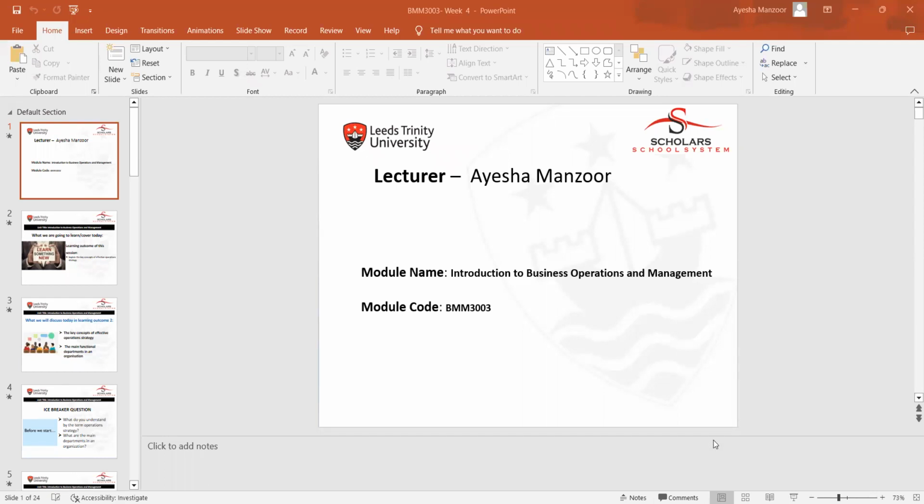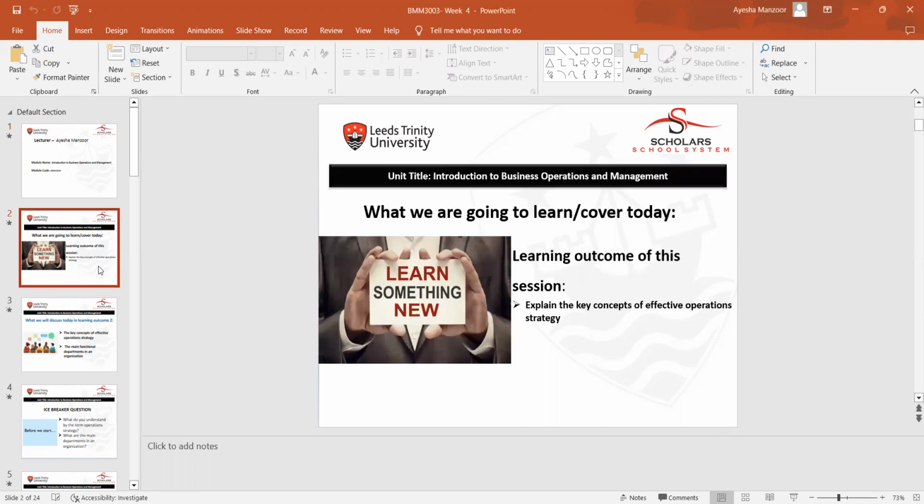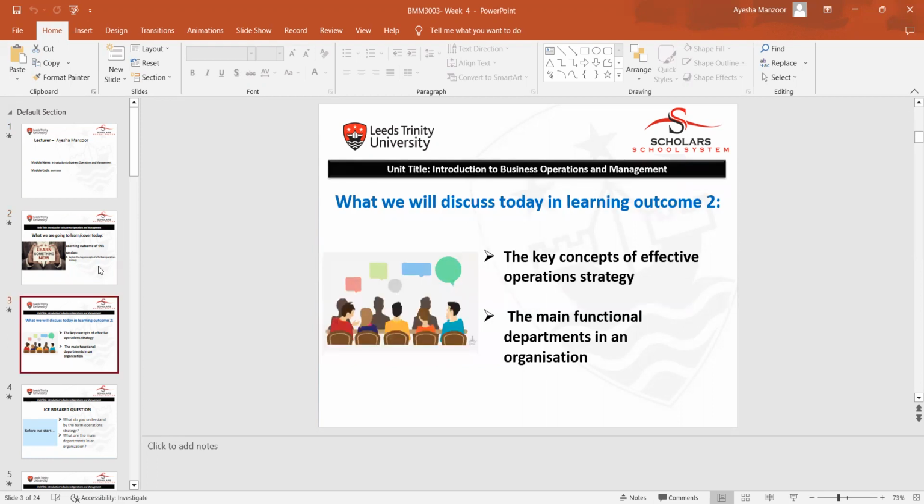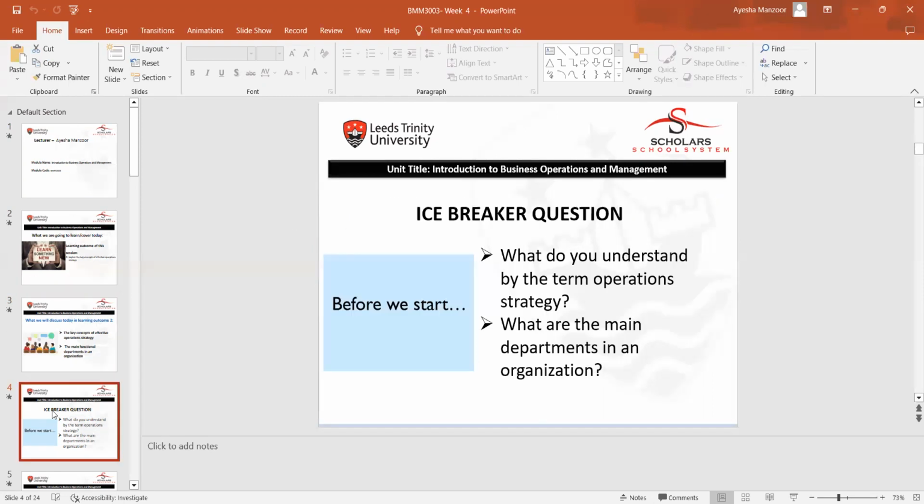This is the week 4 lecture of business operations and management. In this section, we will cover these learning outcomes. We will cover the key concepts of effective operation strategies, and we will discuss the main functional departments in an organization and the key concepts of effective operation strategy. These are the 4 learning outcomes that we will discuss in the week 4 business operations and management lecture.